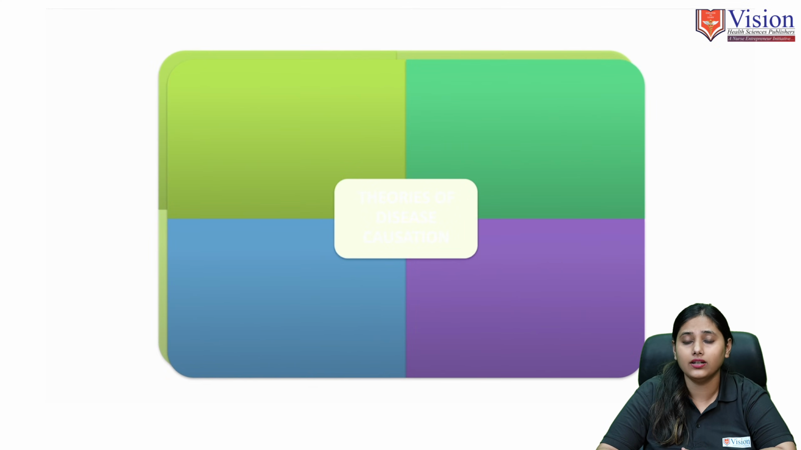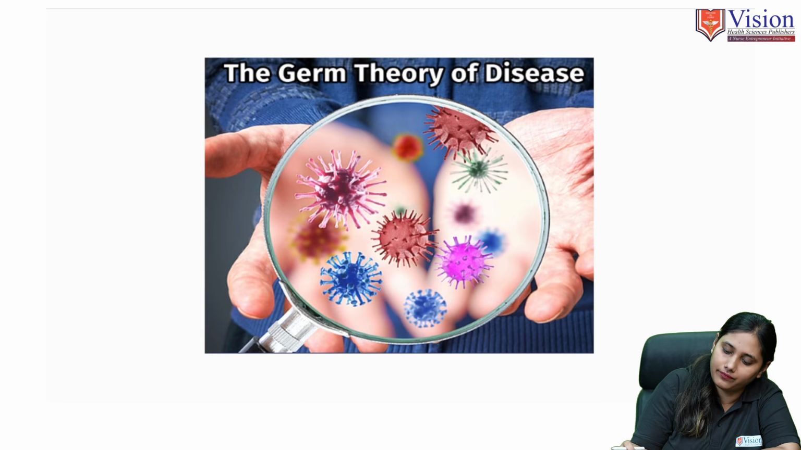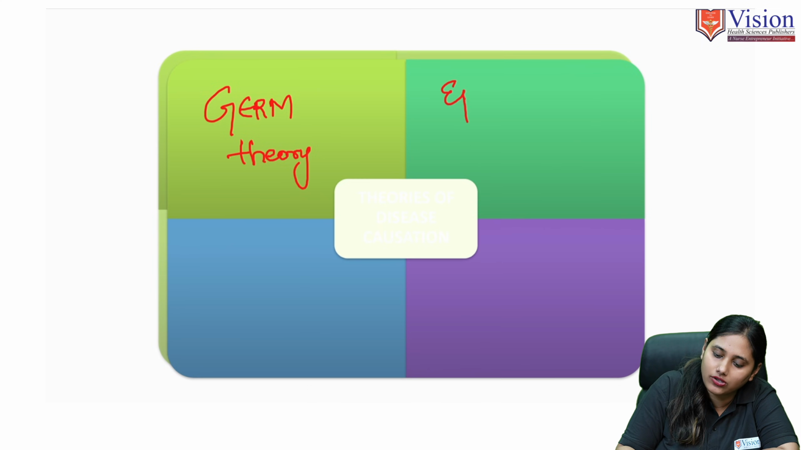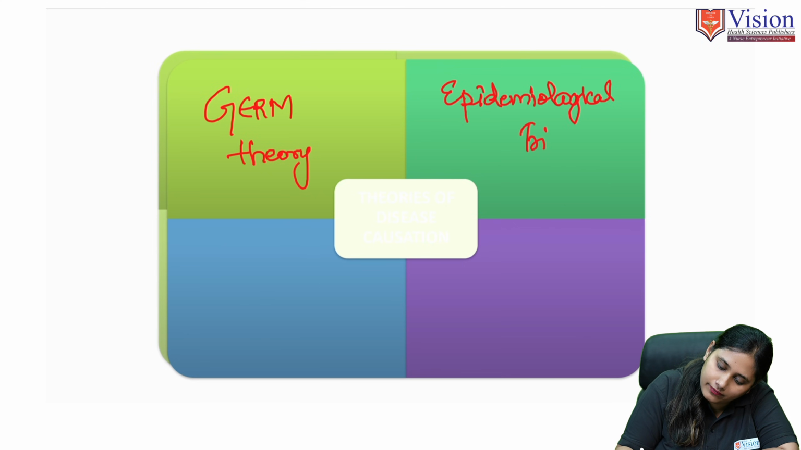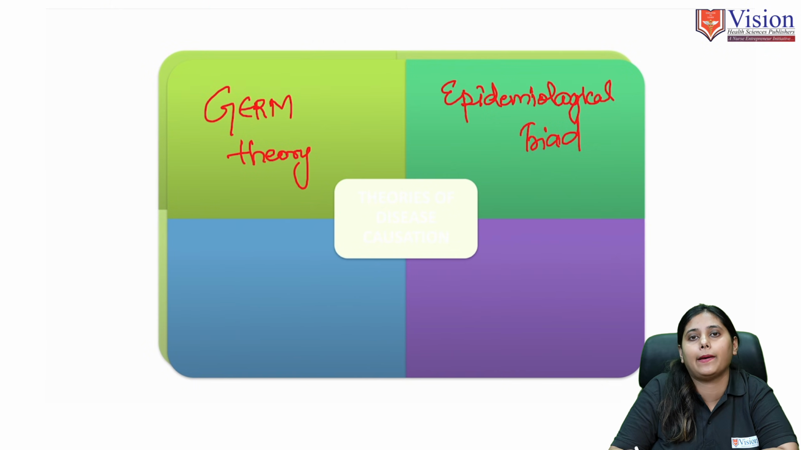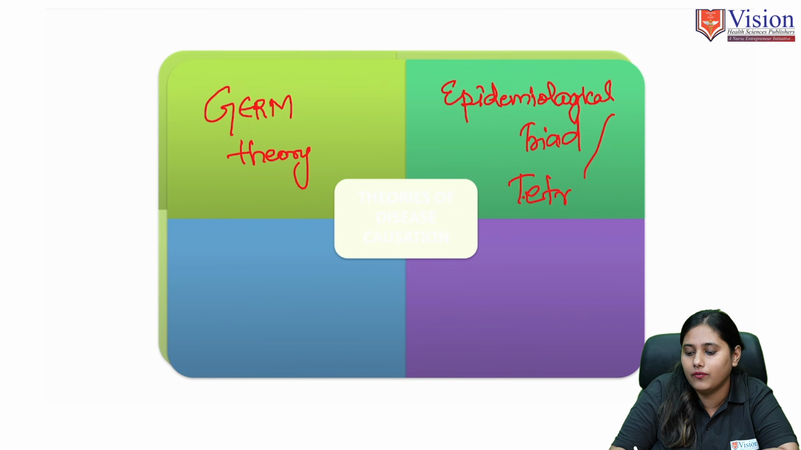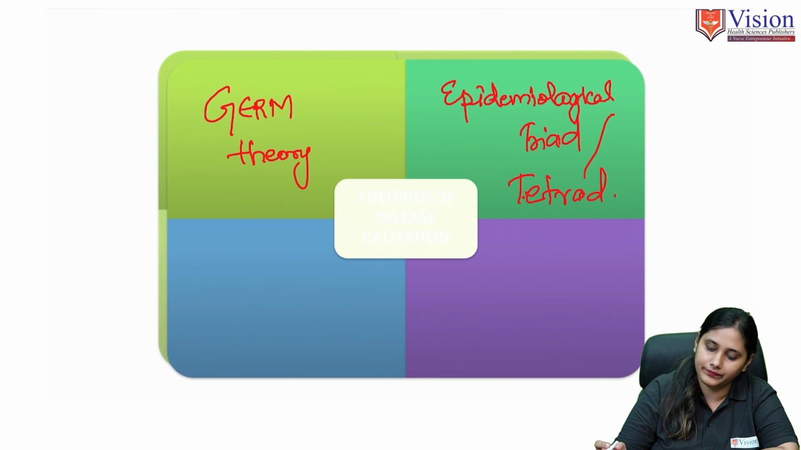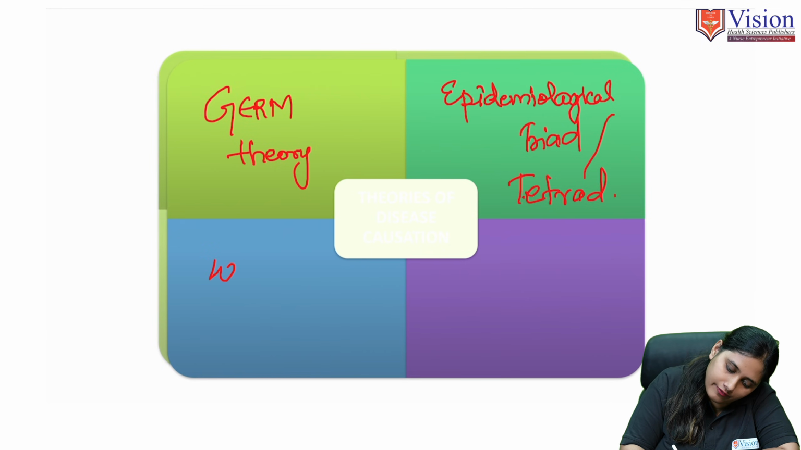Okay. So there are some disease causing theories. The first one is the germ theory. Then there is the epidemiological triad. Now, there is an update in the epidemiological triad, which is also known as the epidemiological tetrad. One more component is added. Then we have the web of causation.